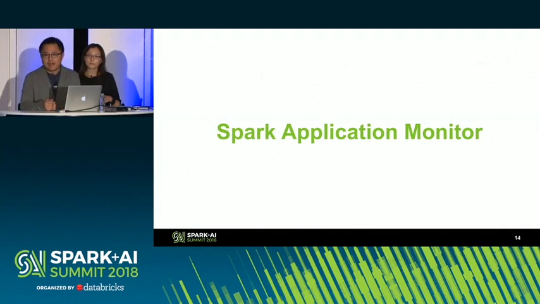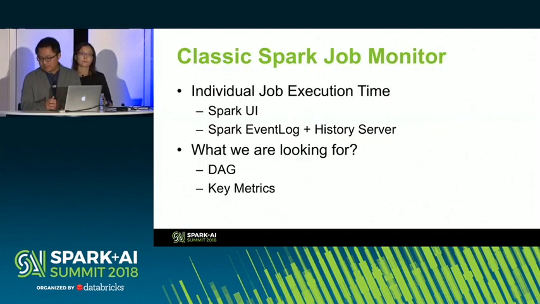It's actually a combined effort of both the individual Spark job optimization and all our software application monitors. The classic Spark job monitor helps us to optimize each individual Spark job. Most people do it through Spark UI, but in some cases, we could also enable a Spark event log and get more data from different stages using the history server.